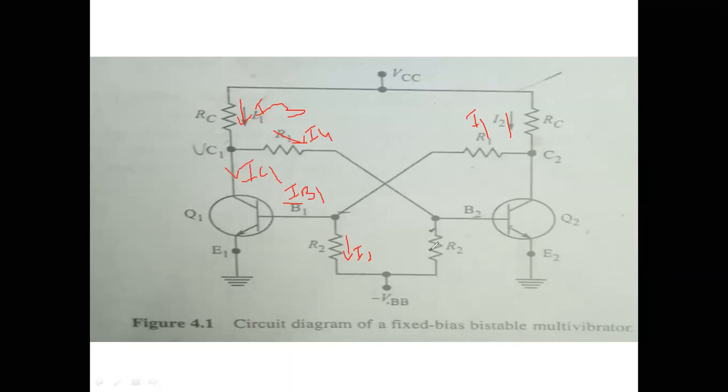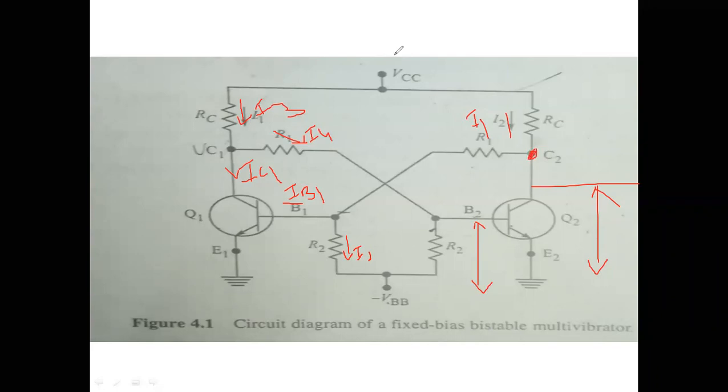Next, we have to find the voltages of the transistor, this voltage and this voltage. That means we have to find the VCE and VBE voltages. For finding the VCE, VCE is nothing but the voltage at this node.